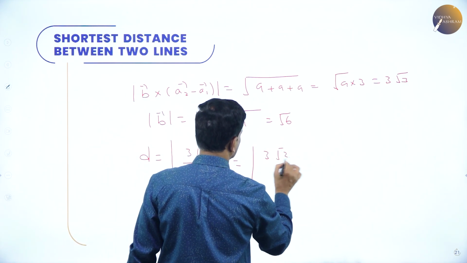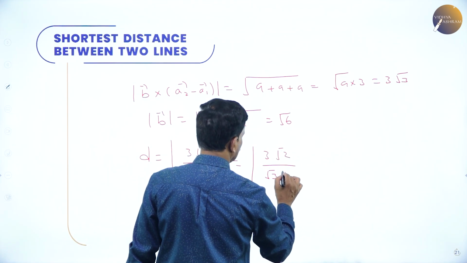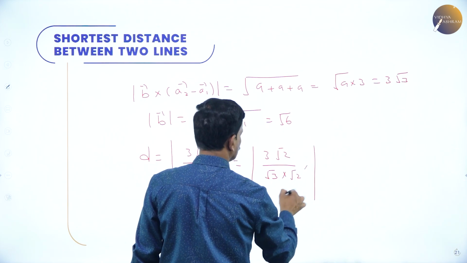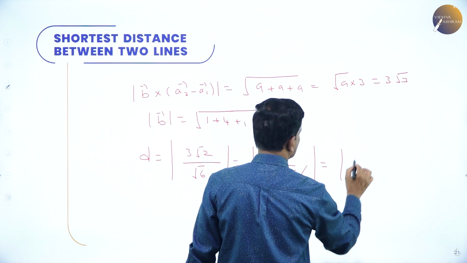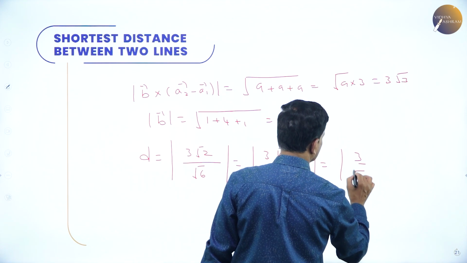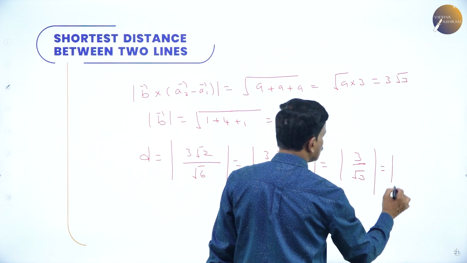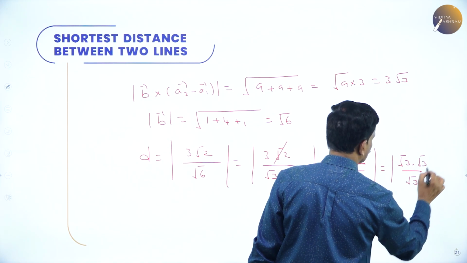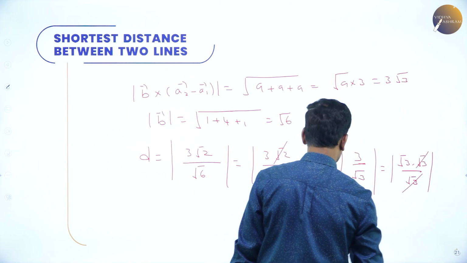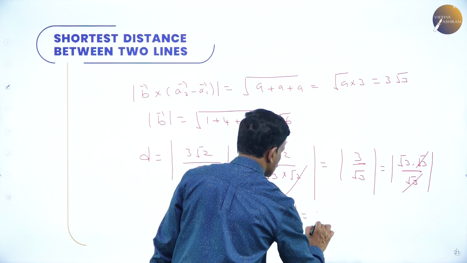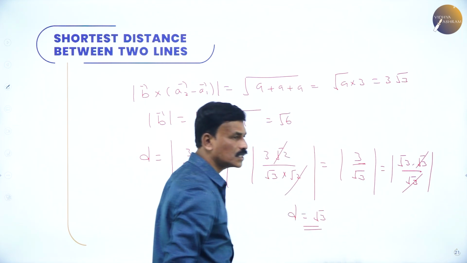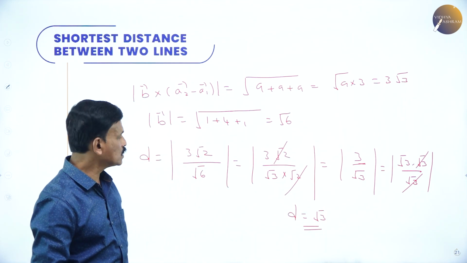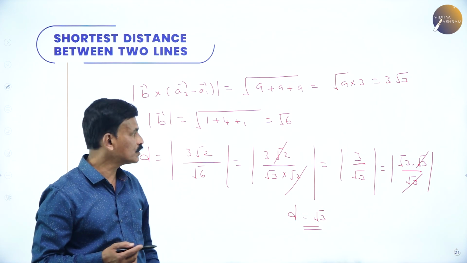Simplify this. 3 root 3 divided by root 3 into root 2. Root 2 gets cancelled. This can also be written as root 3 into root 3 divided by root 3. One root 3 gets cancelled. So, the distance d is equal to root 3. That's it. Right. So, the distance d is equal to root 3. That's it. Now, move on to the next one.